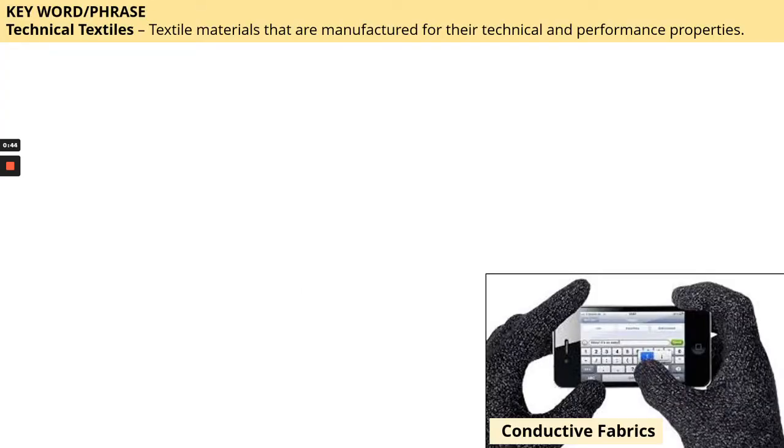So, what are technical textiles? That is our key word for today. They are textile materials that are manufactured for their technical and performance properties. But what is textiles? Textiles are basically all different types of fabric. They can be synthetic, made man-made through plastic derivatives, or they are natural fibres that come from animal pelts or plants such as cotton, or from bugs like the silkworm to create silk.